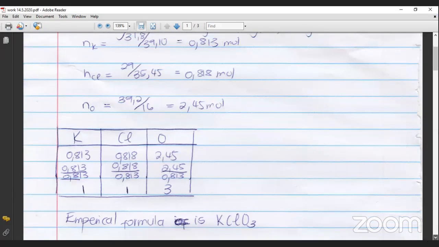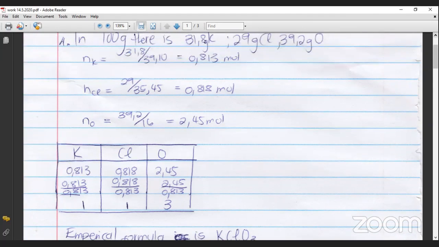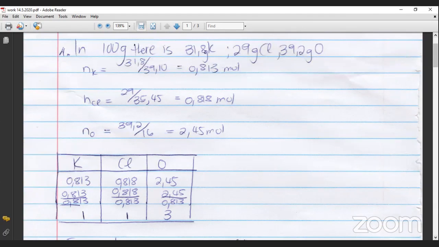So this is what we got for our empirical formula. Basically, we're looking for the subscript numerals of all our elements. Here we can see K is a 1, Cl is a 1, and O is a 3. So this is our formula. This is what we get for number 4 in activity 1.